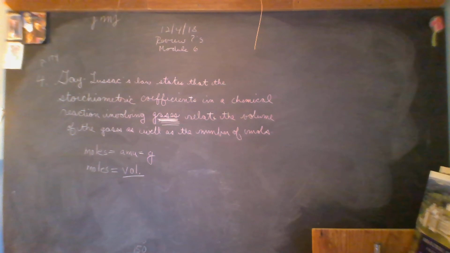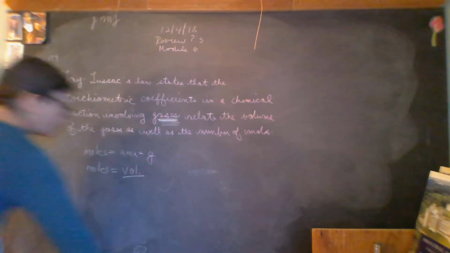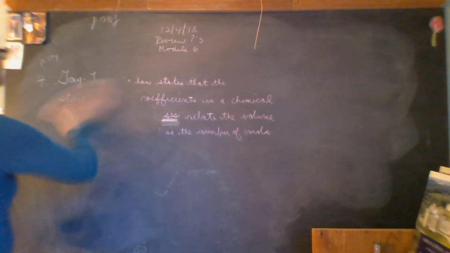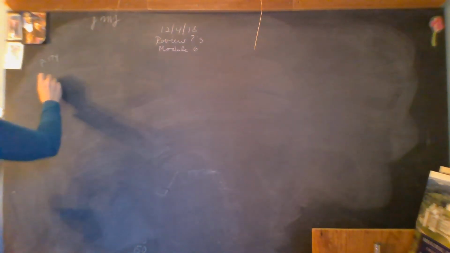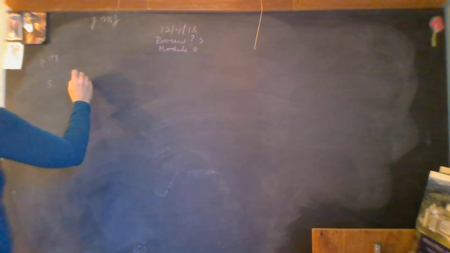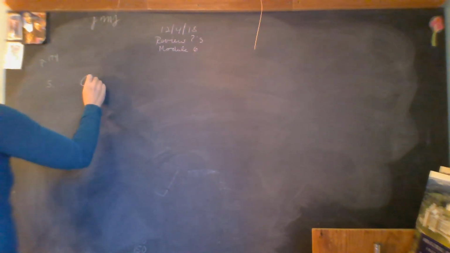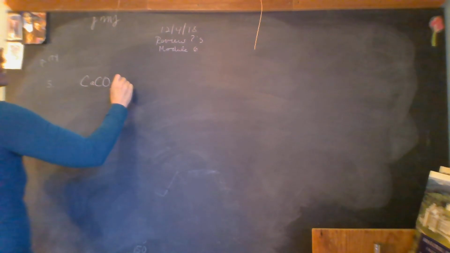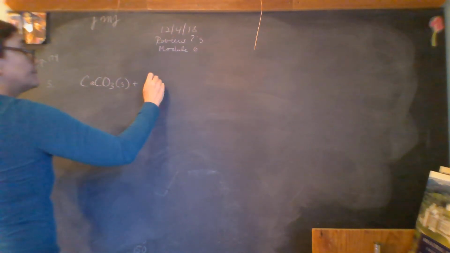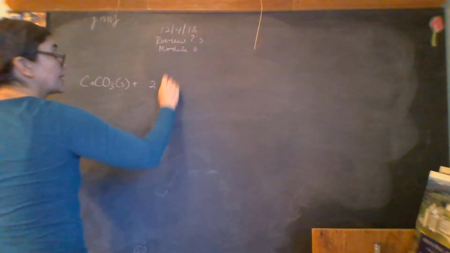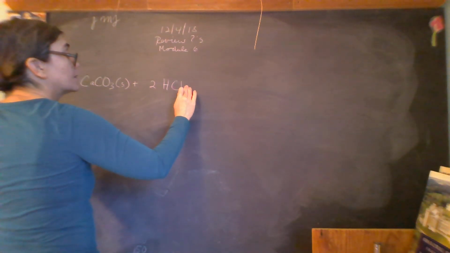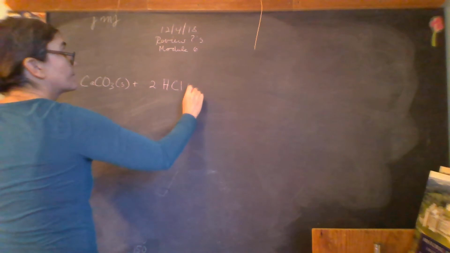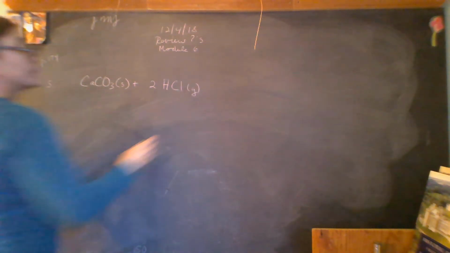Please read number 5. A chemist wants to perform the following reaction: CaCO3(s) plus 2HCl(g), yields. What does the g mean? Gas.